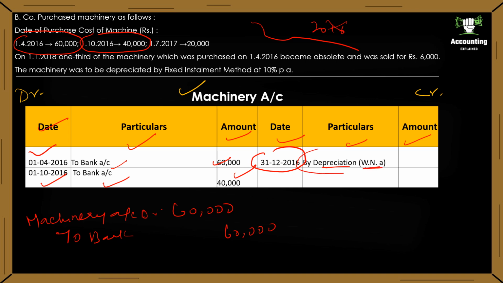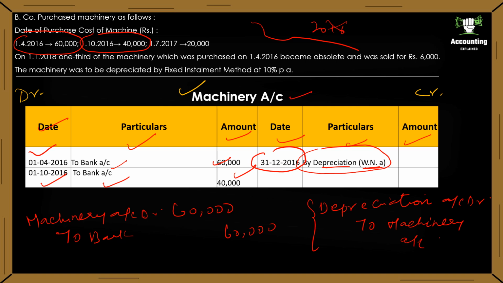Why is the depreciation account credited? Because depreciation is an expense, it has to be debited, and machinery is an asset whose value is going to be reduced. So machinery usually is debited. When the value is reduced, we are going to credit it to the machinery account as depreciation, and that's why we are taking by depreciation in the machinery account.